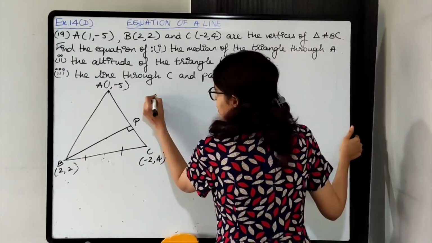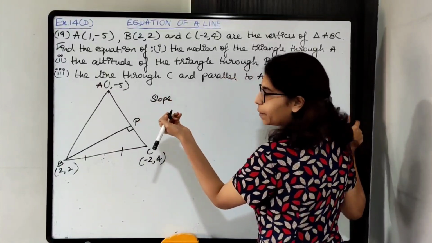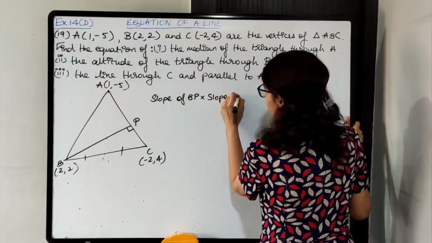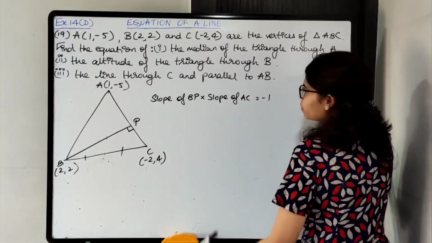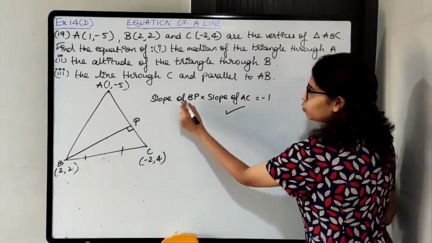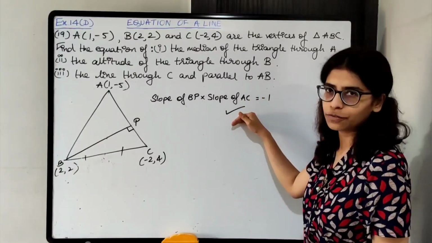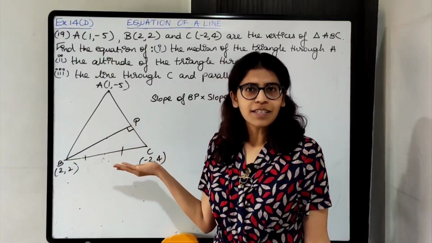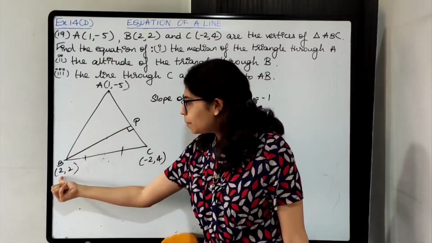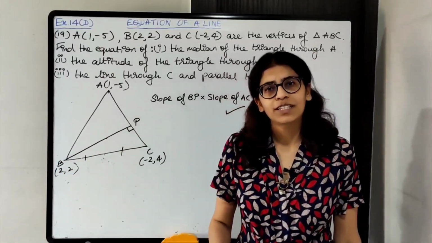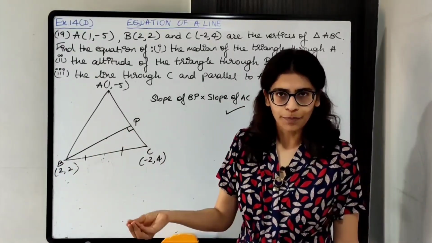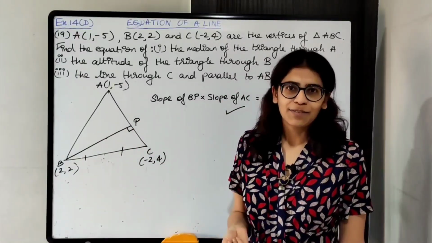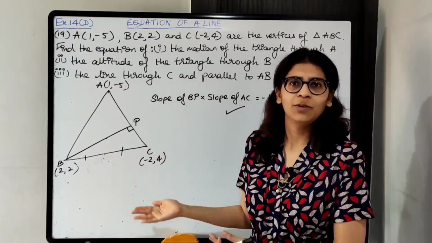Using the property of the perpendicular line, slope of BP into slope of AC is equal to -1. AC का मिल जाएगा तो BP का easily मिल जाएगा. Just put the value of AC and negative reciprocal हो जाएगा. So slope of BP is easy to find. Slope पता है, B का coordinates पता है, that is 1 point का coordinates पता है. So using point slope form, 1 point का coordinates and slope. So M पता है, x1 y1 पता है, then I can easily frame the equation of BP.